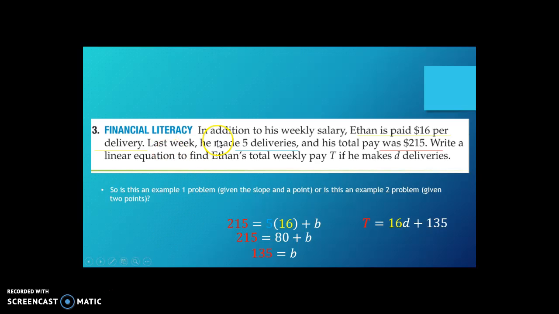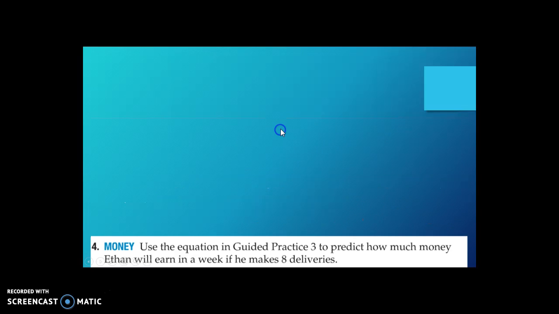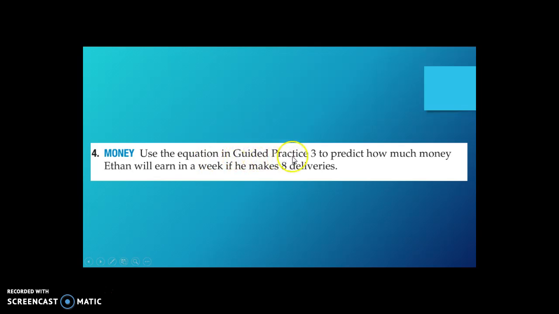And then one extra piece, they usually have us do one more thing with these story problems. We're going to use this equation to find a specific point. So use the equation in Guided Practice 3, that's what we just did, to predict how much money Ethan will earn in a week if he makes 8 deliveries. So that's my x value. I'm just going to put that in for x.